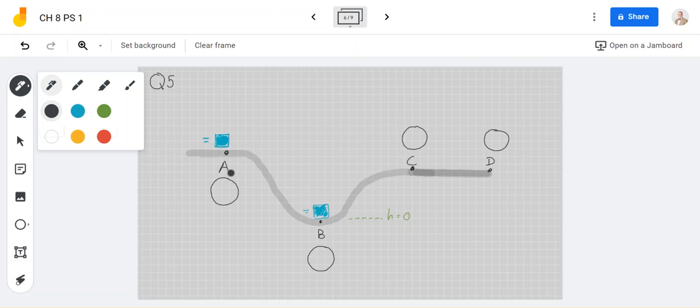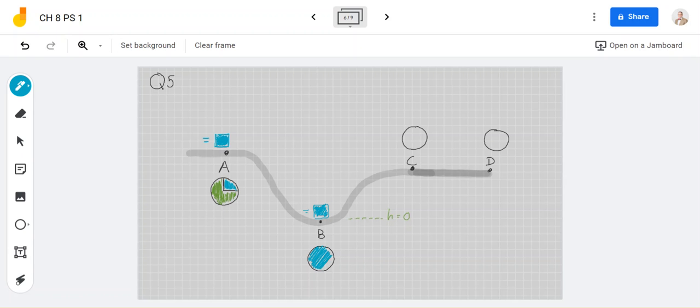So up here, this is the highest. So it's going to have the most gravitational potential energy, and the least amount of kinetic energy. Down here, it's all kinetic energy. Here, let's say, I don't know, it's up above here, but it's not quite as high as that.